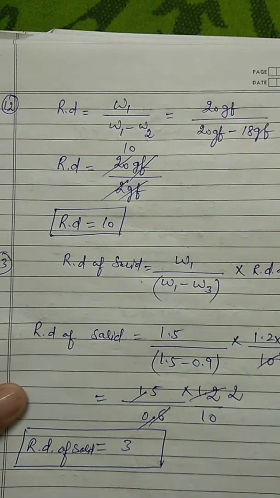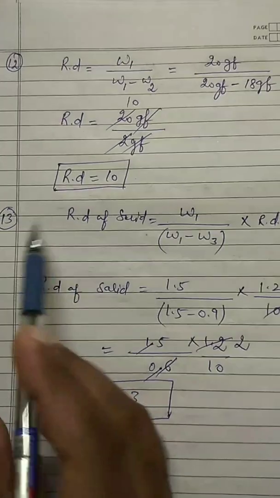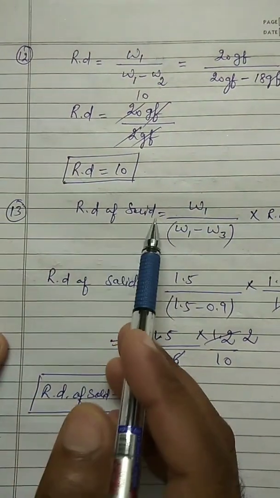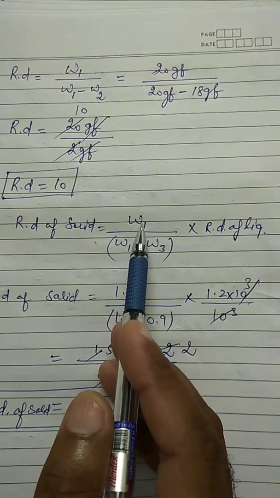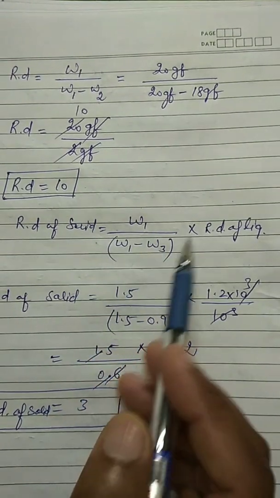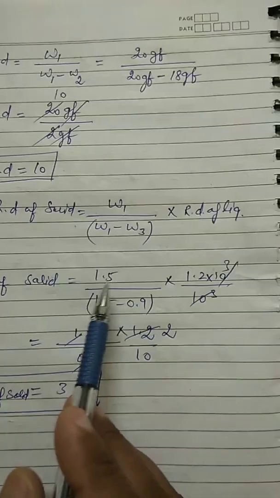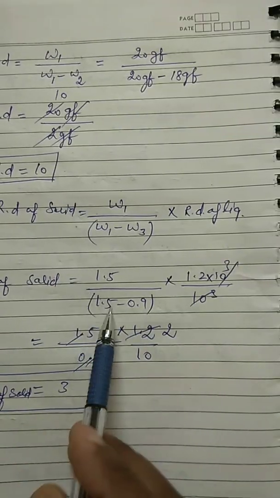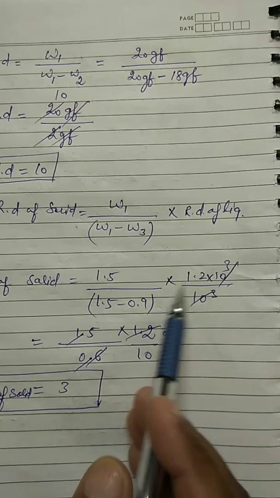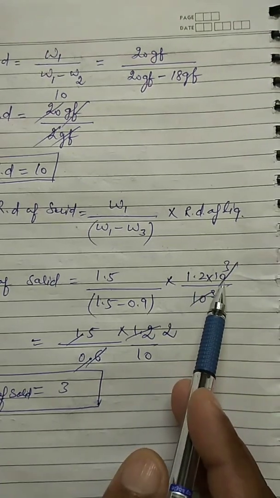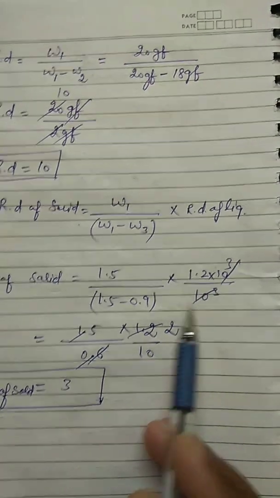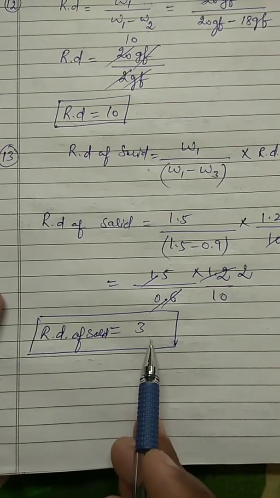13. In the 13th numerical, relative density of solid is equal to W1 over W1 minus W3 into relative density of liquid. So relative density of solid is 1.5 divided by 1.5 minus 0.9 into 1.2 into 10 to the power 3 divided by 10 to the power 3. If you solve, you'll get relative density of solid equal to 3.